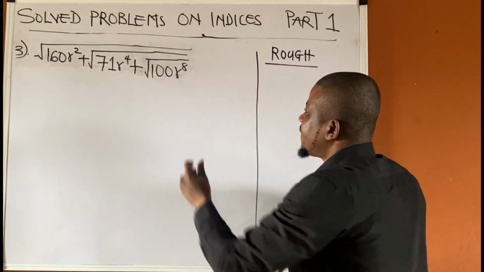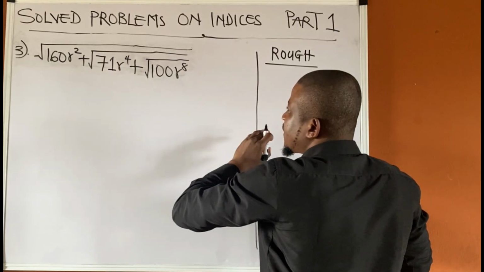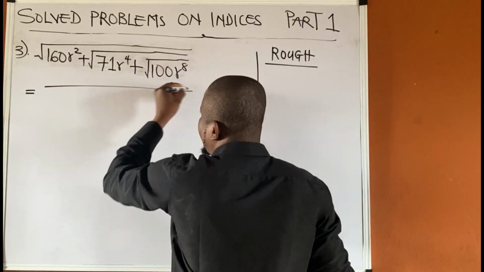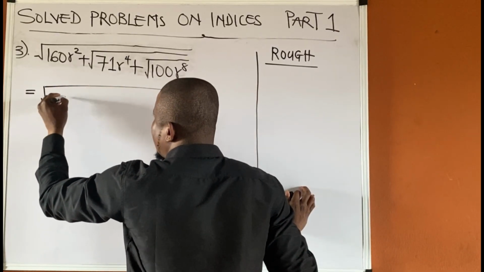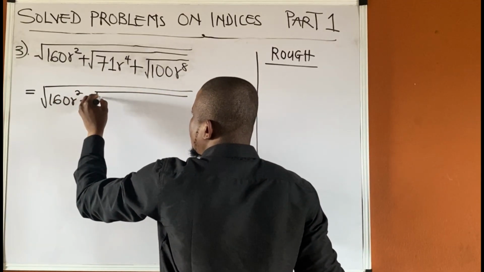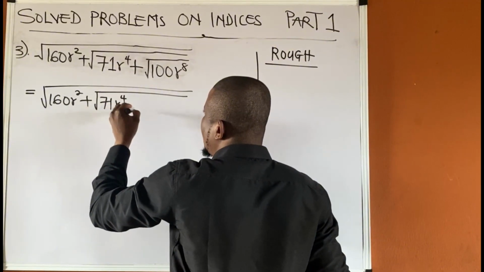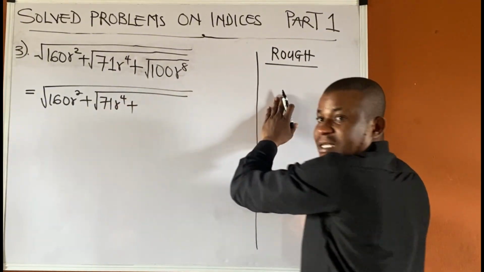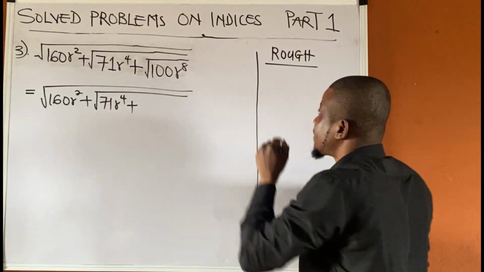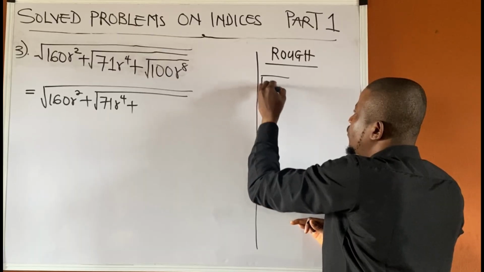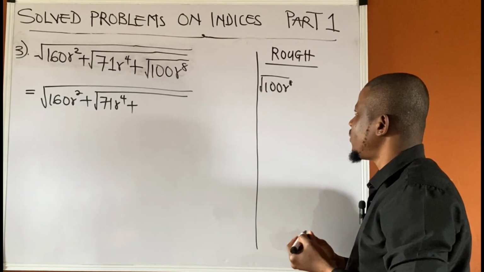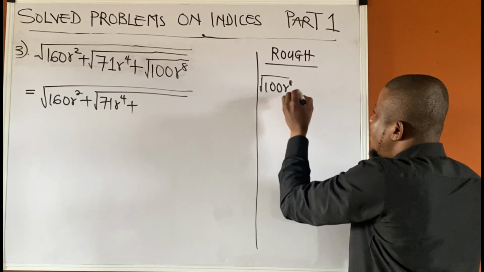Okay, so first we will want to tackle this. So let's say this is equal to 160r squared plus root 71r to power 4 plus, now let's simplify this in this rough part. Let's simplify this root 100r to power 8. So we have root 100r to power 8. Okay, how do we simplify this?